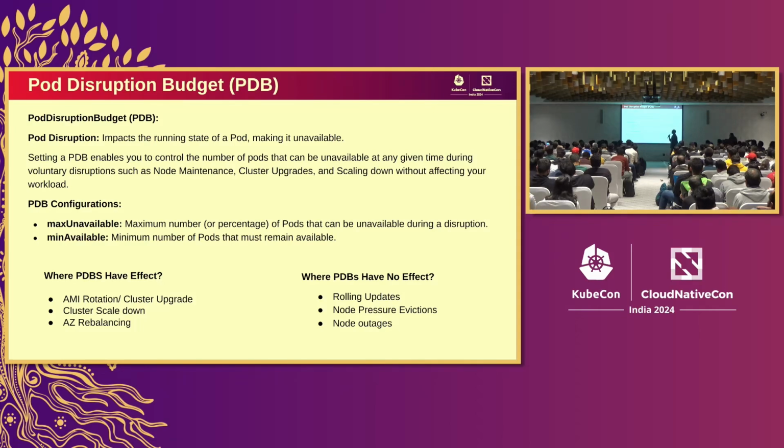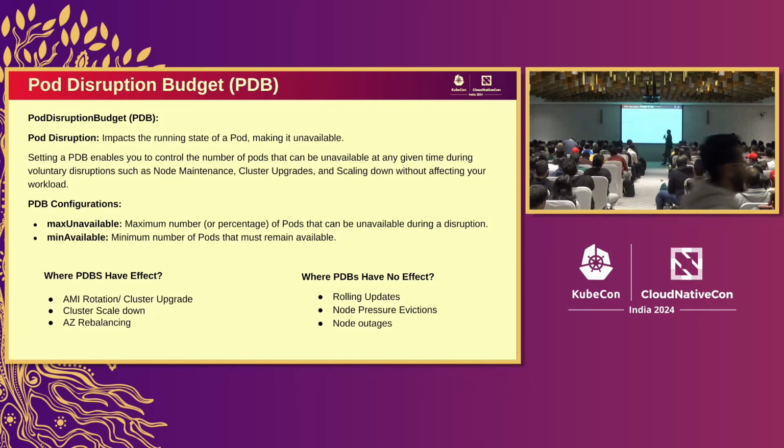What pod disruption budget is, it enables you to control the number of pods that can be unavailable during a voluntary disruption. So for example, I am having a node maintenance, and during that time, all my pods are going down. Giving a pod disruption budget, it will make sure at least one, or whatever number you have set, is available. So you don't face downtime during those voluntary disruptions. Those numbers can be set using max unavailable and min available. Either of them you can use.